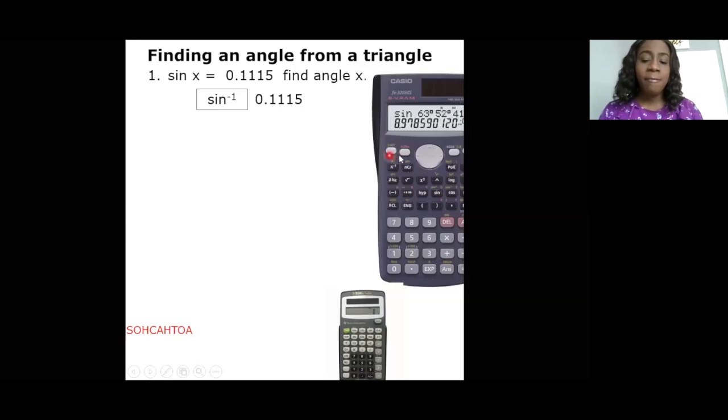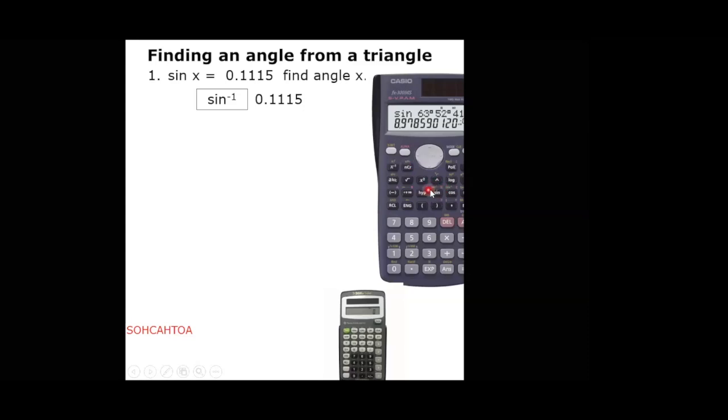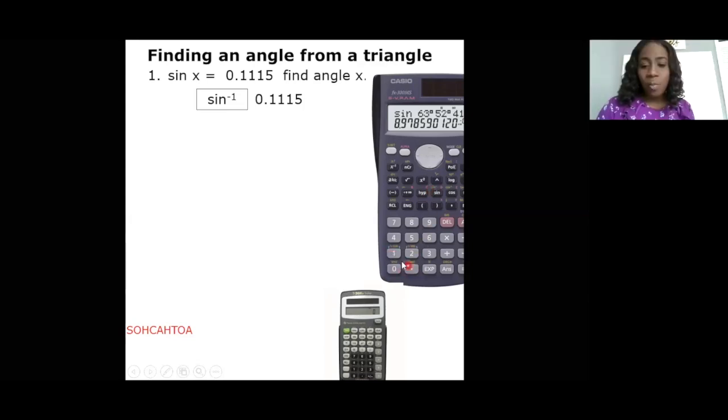You're going to press the shift button first. After you press the shift button, you're going to press your sine button. When you press your sine button, sine -1 is going to come on your screen. Then you're going to put in 0.1115 and then press equal.